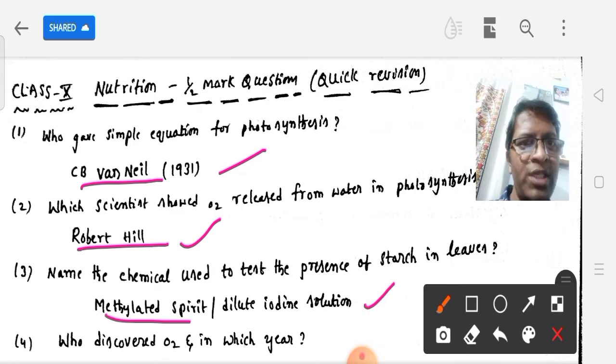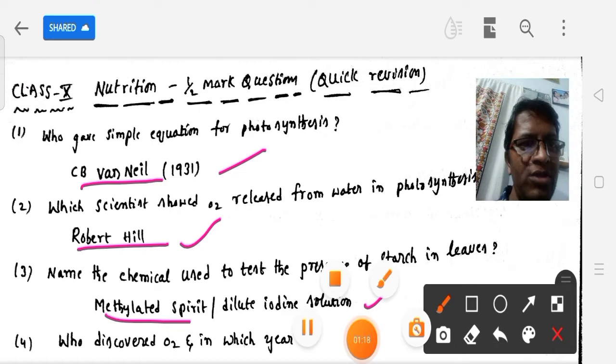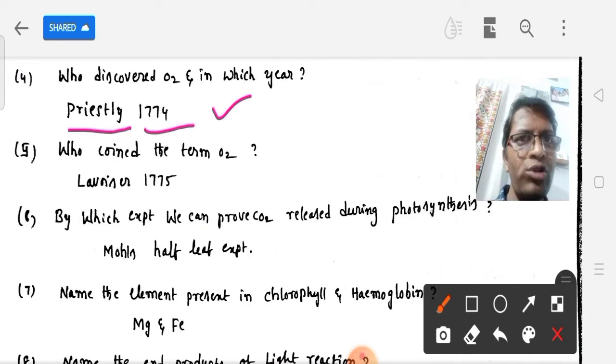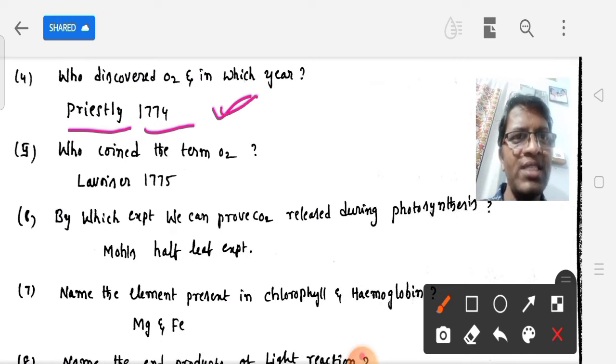Then we can go for third bit. Name the chemical used to test the presence of starch in leaves. The chemical name is methylated spirit or dilute iodine solution. Yes, then we can go for fourth bit. Who discovered oxygen and in which year? Priestley discovered oxygen in the year 1774.